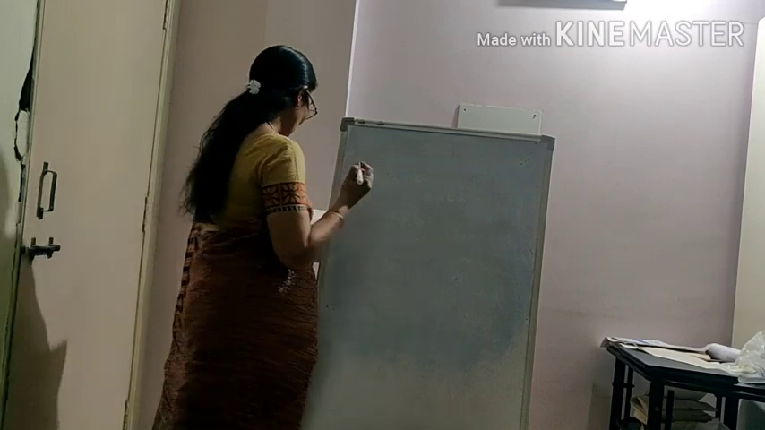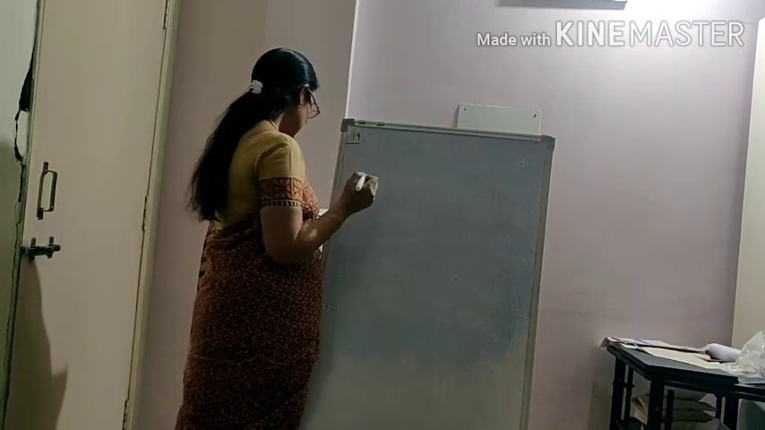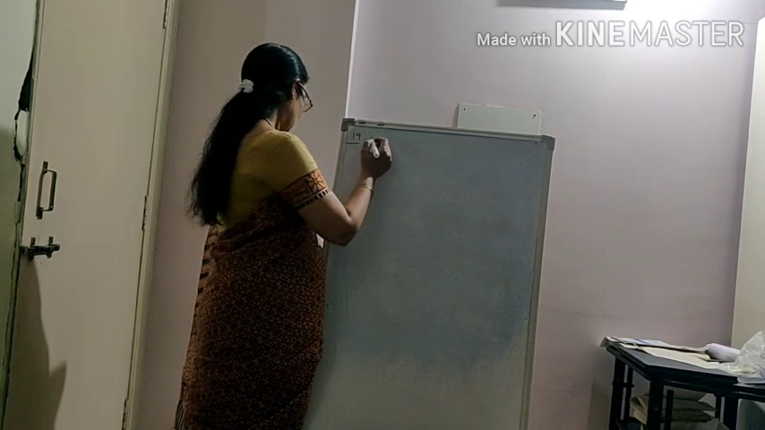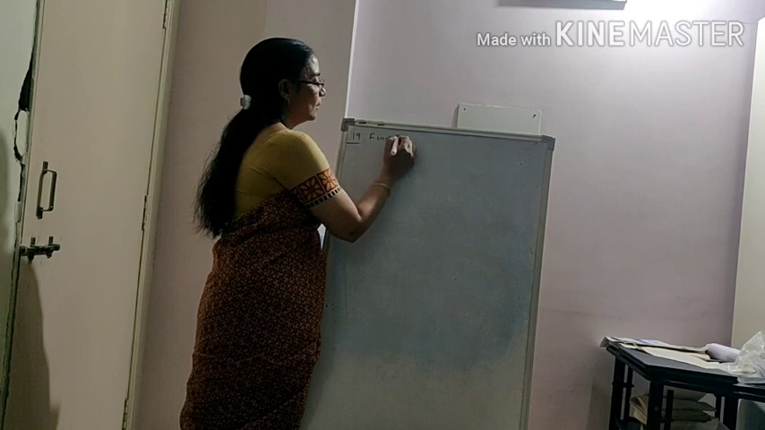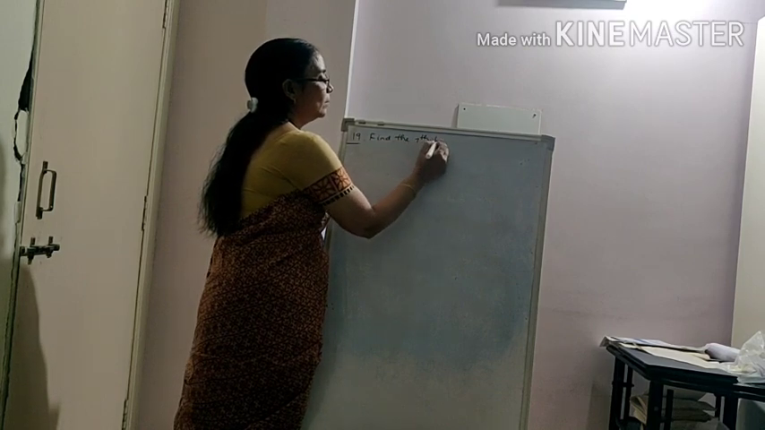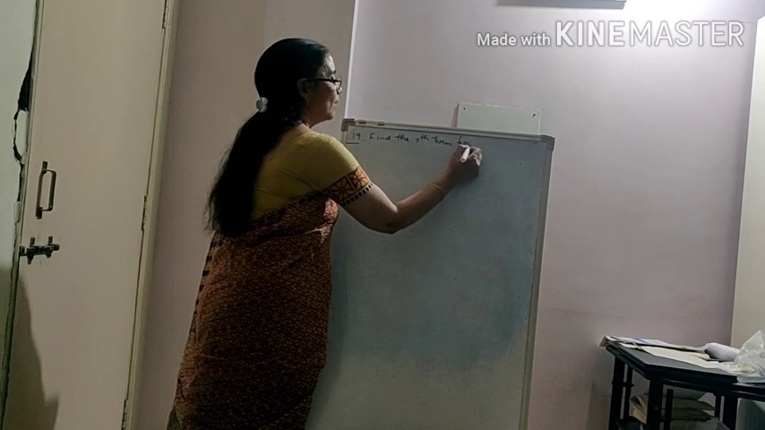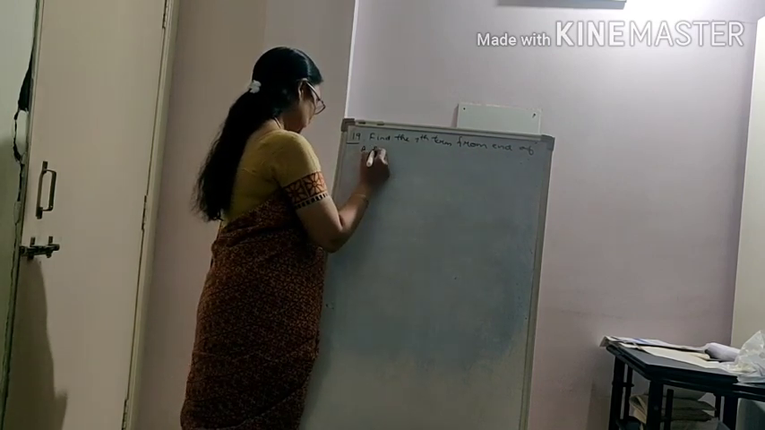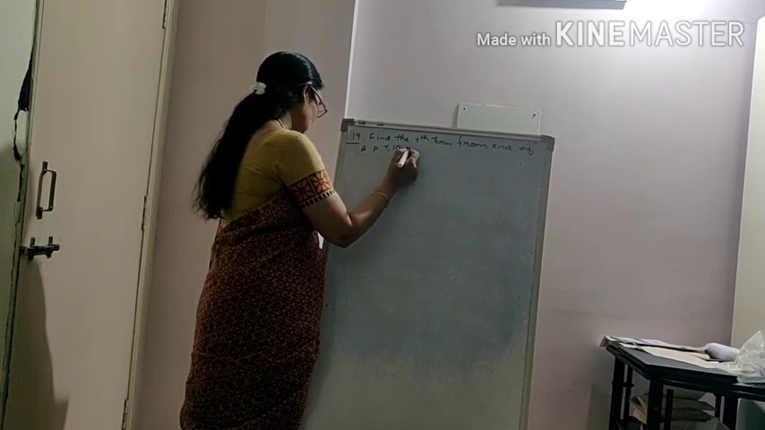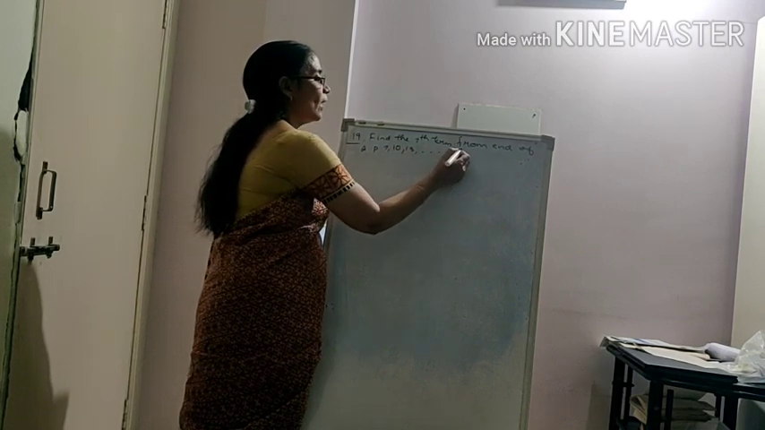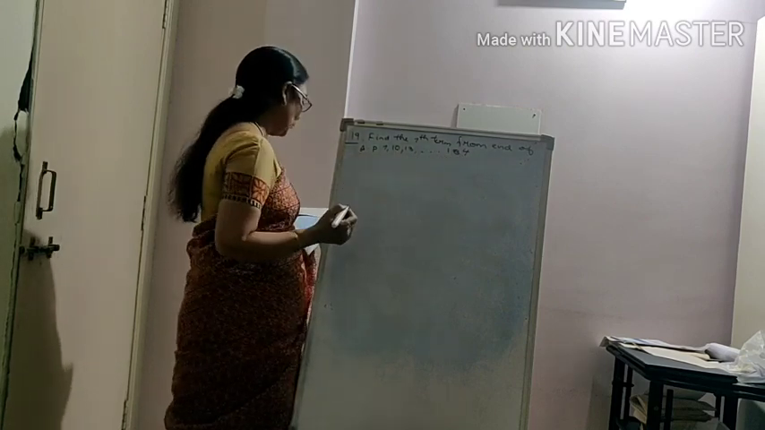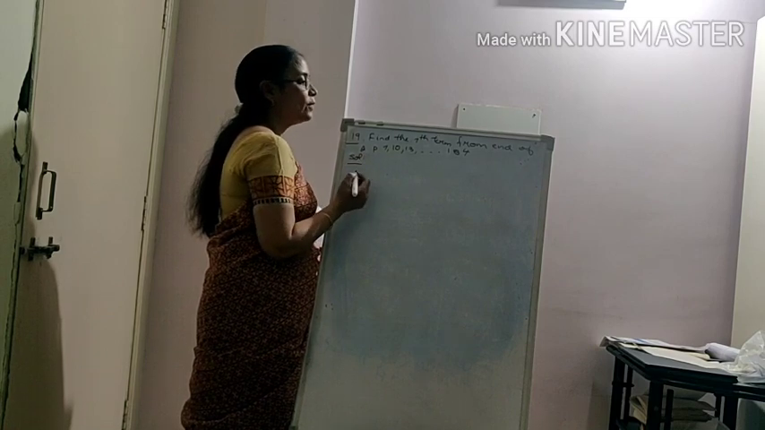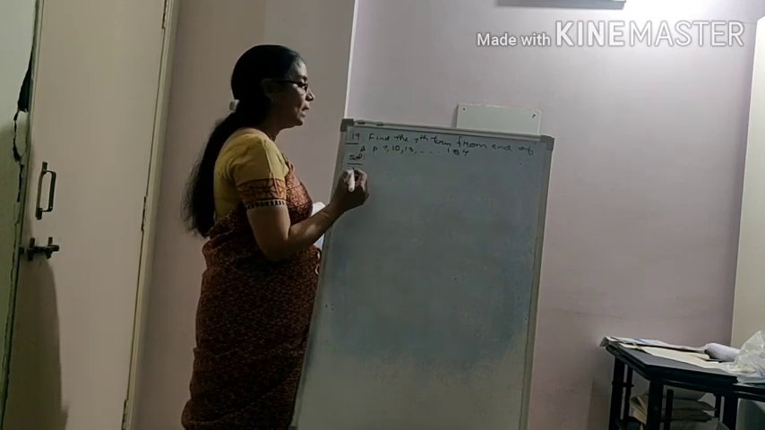That is the 19th one. He says find the 7th term from the end of an AP: 7, 10, 13 and so on up to 184. From this end we have to find out the seventh term. First of all, let us find out how many terms are there.